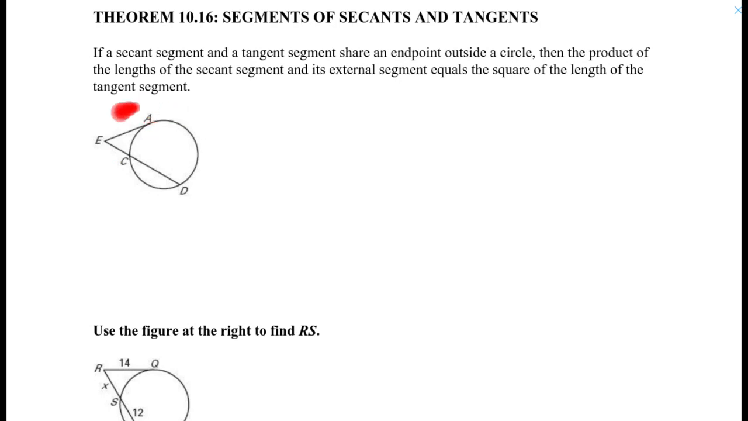We just have one segment. So when we're looking at the previous ones, we were always multiplying the two parts. Since we don't have two parts here, we're just going to multiply it by itself. So if we look algebraically at this, we're saying that the secant segment DE times its external segment CE is going to be equal to our tangent segment AE squared.